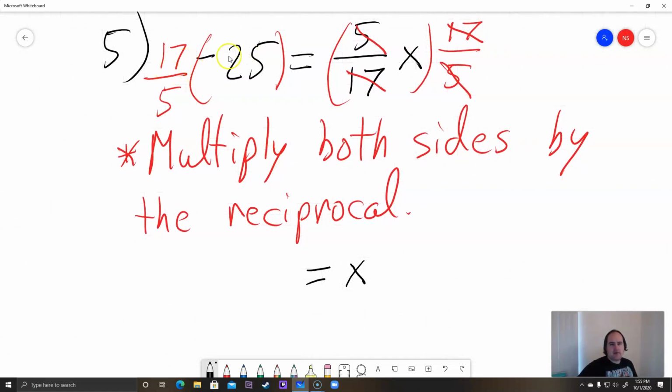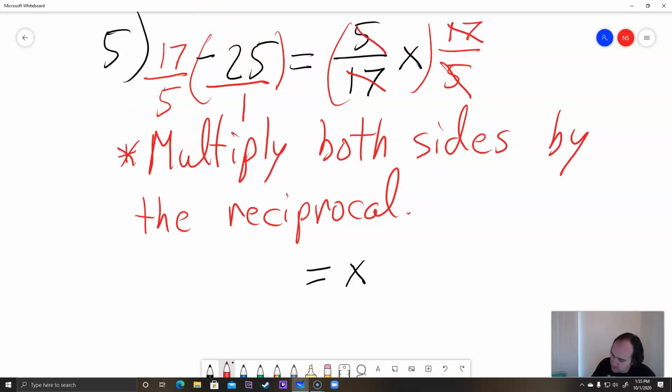Remember that if they write a number like negative 25 and they don't write the denominator, it's automatically 1. So this denominator here is actually 1. And how do you multiply fractions? You multiply them straight across. But before we multiply these, I notice that I have a 25 up here and a 5 down there. So I can actually simplify this by dividing the top and the bottom by 5.